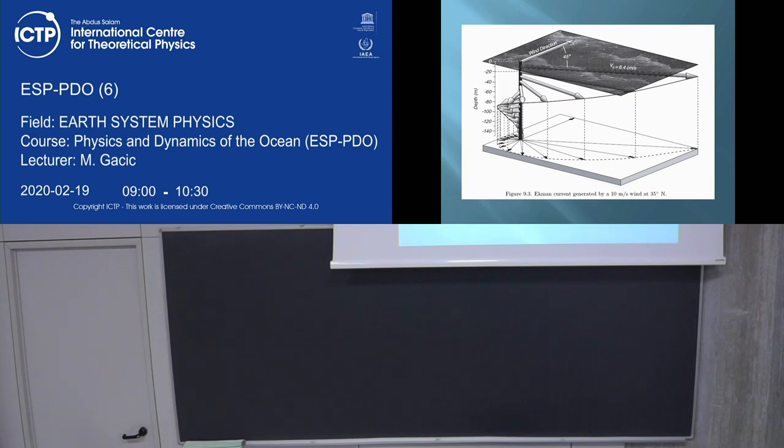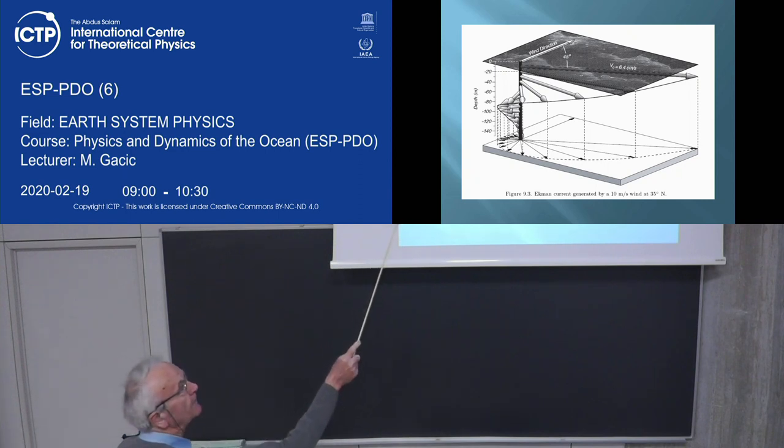Okay, so to summarize what we talked about last lecture is this thing here, which shows the vertical distribution of the solution of the Ekman equations, and which shows essentially that at the surface the surface current is 45 degrees with respect to the wind direction.